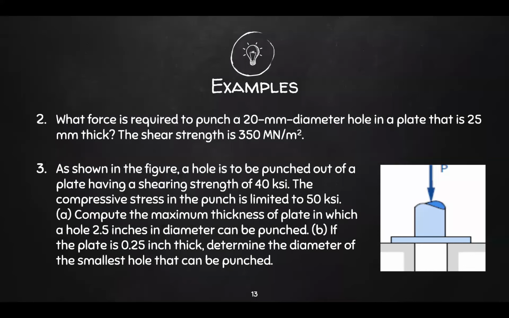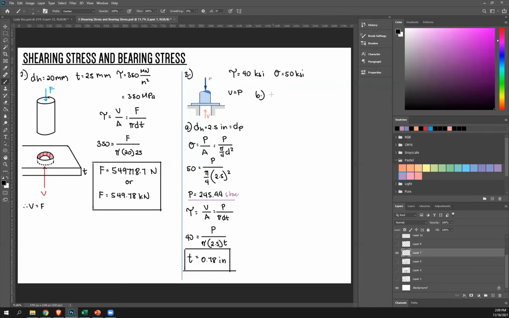If the plate is 0.25 inch thick, determine the diameter of the smallest hole that can be punched. So now we're looking for diameter given thickness, 0.25 inch. We're looking for D. Now upon analysis, you'll see that both compressive and shear stress needs the diameter. So that means no matter where you start, there's no immediate answer. You'll just get an equation at the end. So you can just start wherever you want, because no matter where you start, you have two unknowns. So it's your choice.